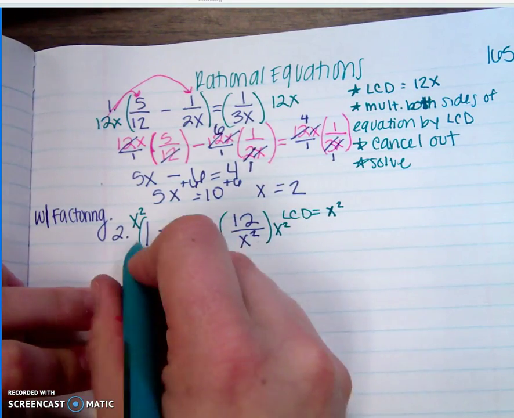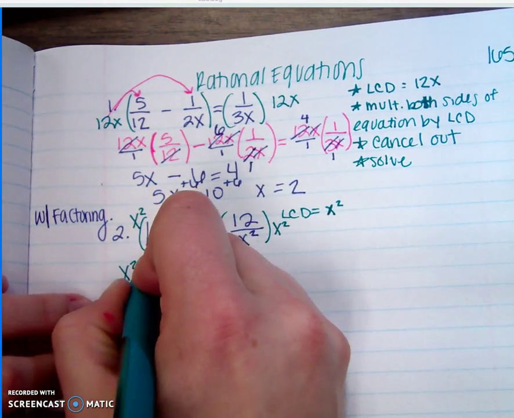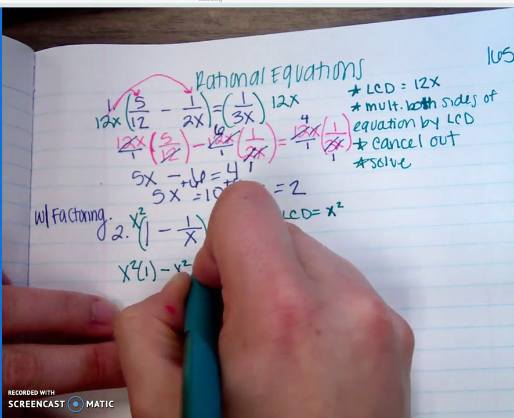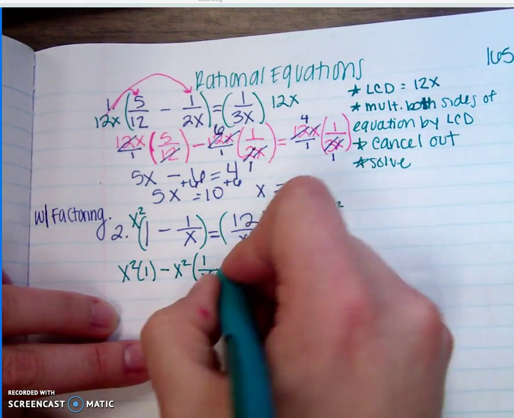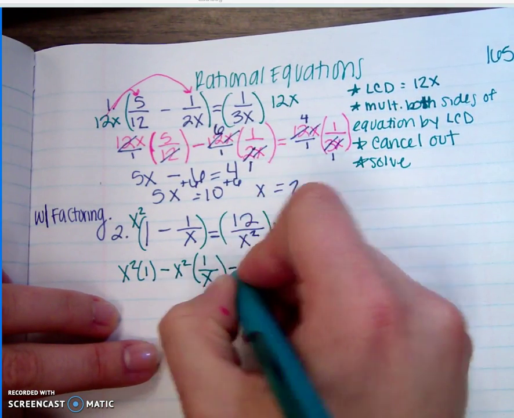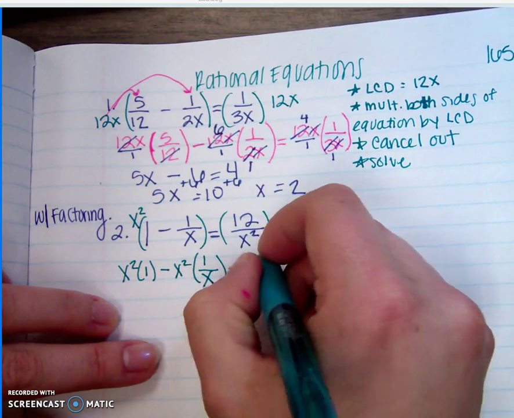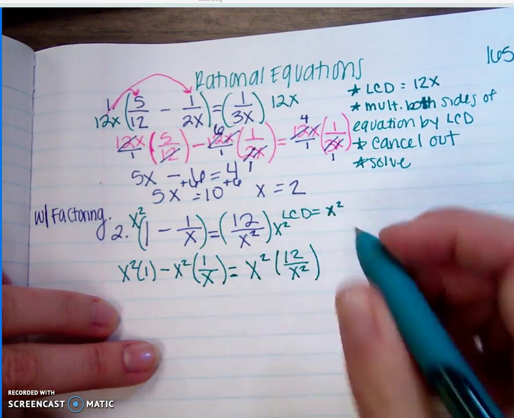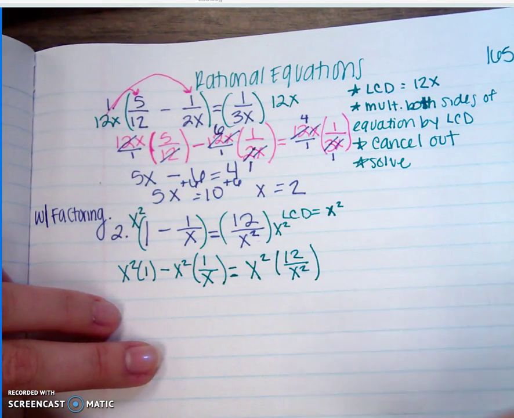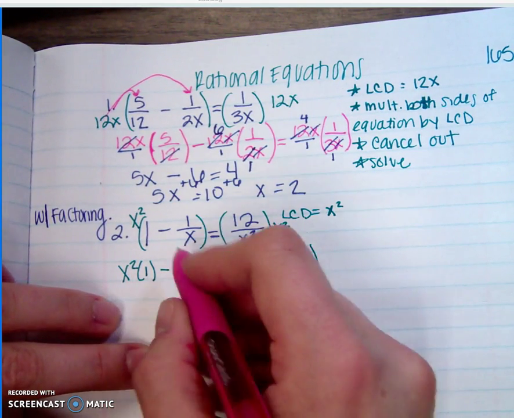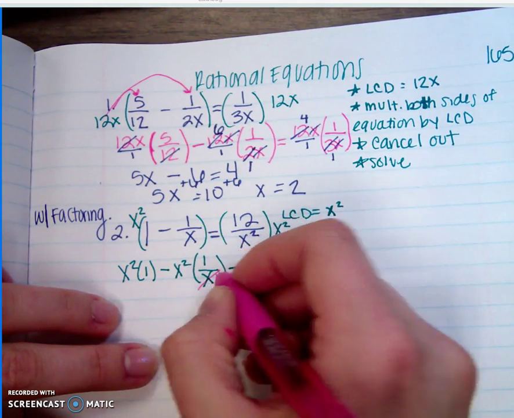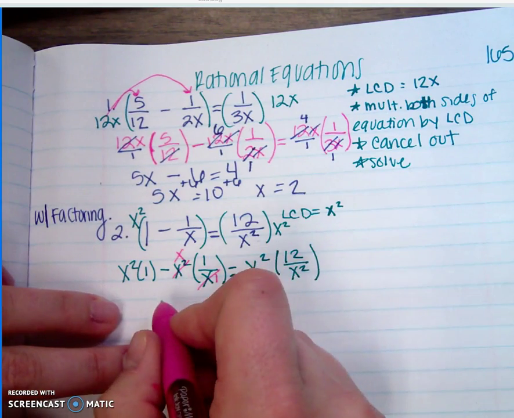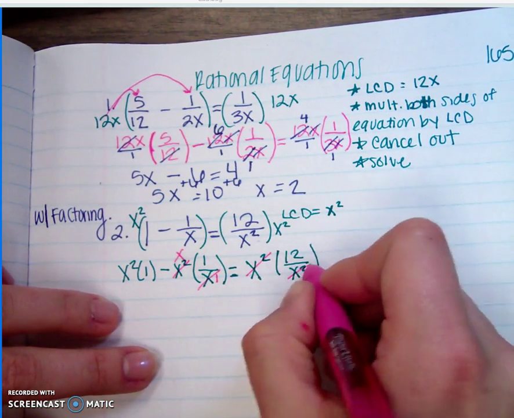That'll help you. So I have x squared times 1 minus x squared times 1 over x, and that's going to equal x squared times 12 over x squared. Good. Cancel out what you can. Nothing here. I can divide out one of those x's. I'm left with x, and I can divide out both of those.